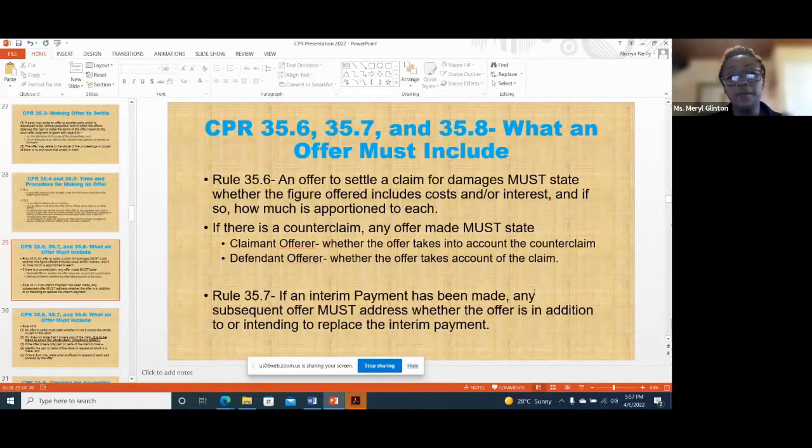If there is a counterclaim, then a claimant offerer must indicate whether or not the amount that's being put forward is also taking account of the counterclaim, and a defendant offerer must determine whether or not this amount is also taking account of the claim as well as the defendant's counterclaim. Also, if any interim payment has been made during the course of proceedings or prior to commencement of proceedings, you must indicate whether or not this amount that you are offering is going to be paid in addition to what was already paid, or whether that includes any amounts that have already been paid.